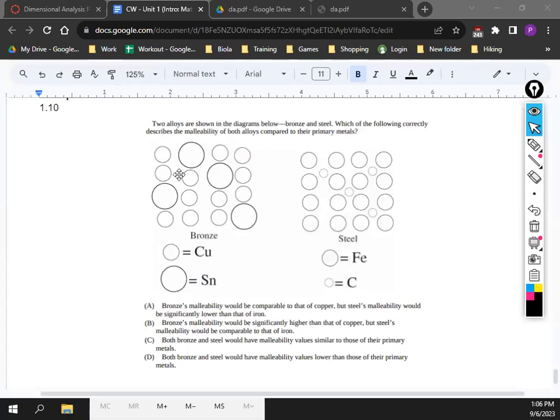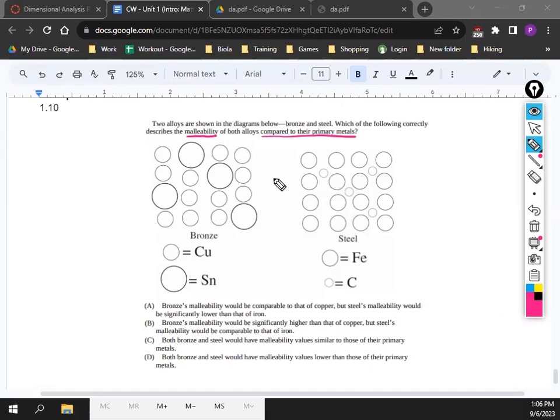Okay, so here we have 2 different alloys. We've got bronze that's made out of copper and tin, and then we've got steel, which is made out of iron and carbon. Before we get started, let's take a look at what the question is looking for, because that'll help guide the way we think. It tells us there's 2 alloys, and asks which of the following correctly describes the malleability of both alloys. The key thing here is compared to their primary metals.